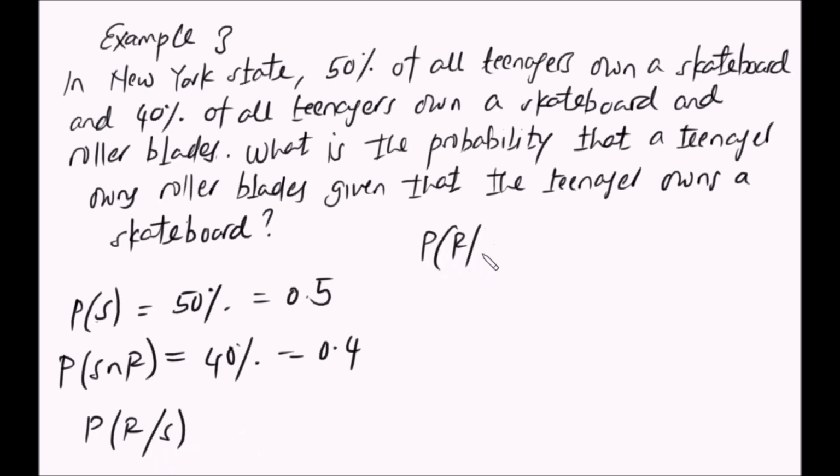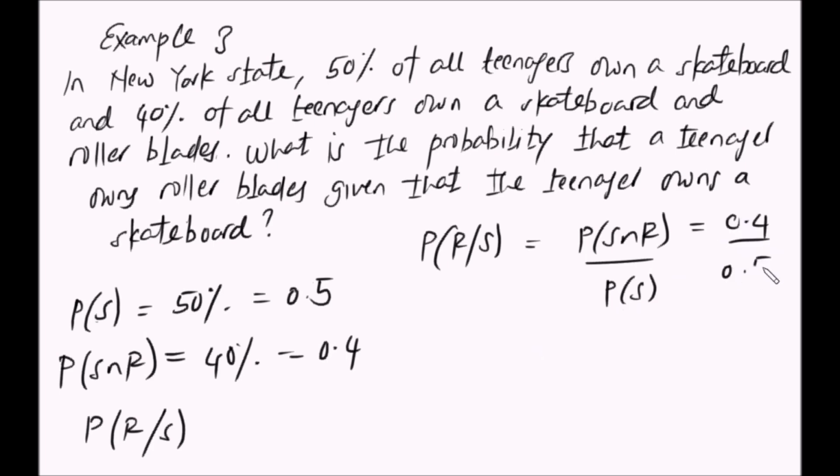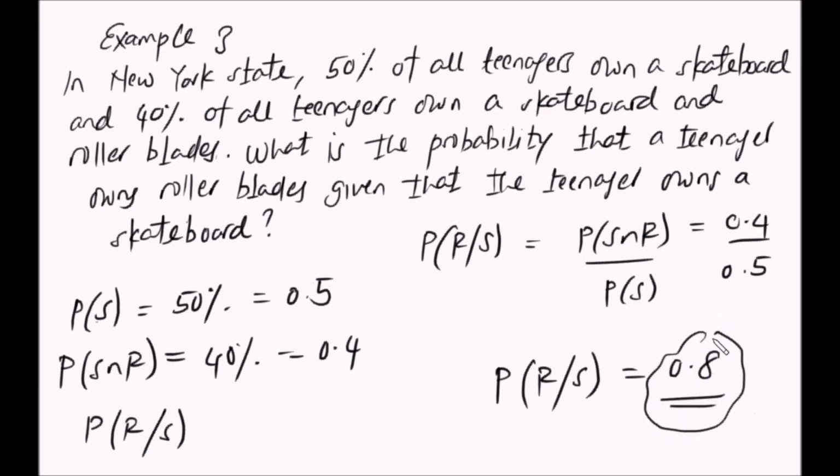So from our formula now, hii formula ambayo tulionyesha saa zile, we can just see huku juu ni 0.4, afu huku chini ni 0.5. So the probability that a teenager owns a rollerblade given that he owns a skateboard ni 4/5 ambayo sawa na 0.8. So this is example 3. Now let's see example 4.